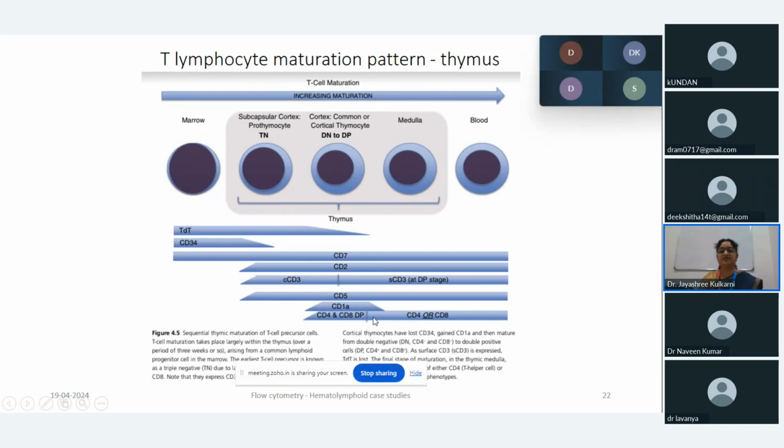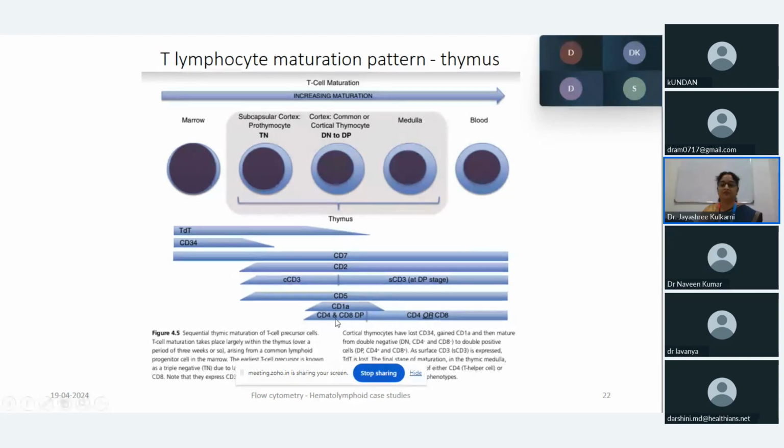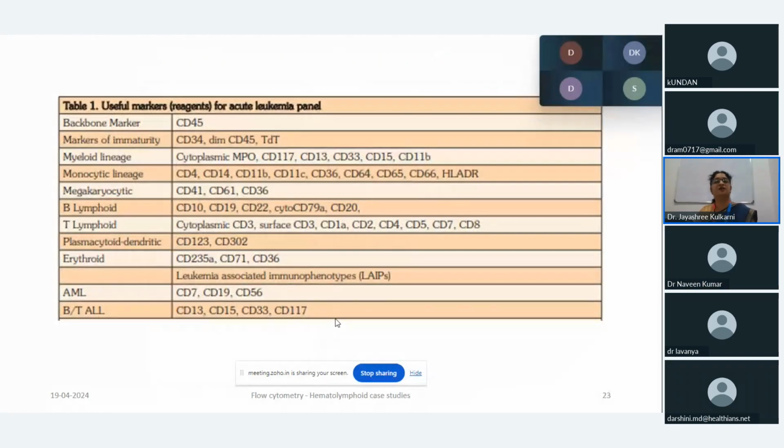Now, CD4 and CD8, you know, are T helper and T suppressor cells. So initially the cells will be double positive. Later, they can be either CD4 or CD8. So whenever you get a double positivity of CD4 and CD8, you know there is something immature about it, right? So this is for your T cell maturation. This is from the Tata Memorial SOP, and these are the general markers which we use in our panels also.